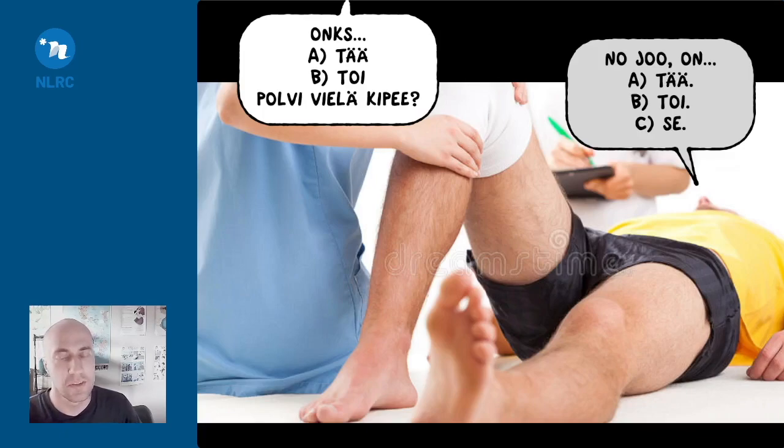So I would say, onks tää polvi vielä kipeä? Since the doctor or the nurse is the one handling it, although it's not physically their knee, it makes sense for them to refer to it with tää, since that's clearly what they're dealing with here. Now, since the nurse or the doctor has claimed the topic already, it's possible to say no joo, on se, referring to the topic that the other person is dealing with. Toi would not really work since it's clear from the conversation what they are talking about.